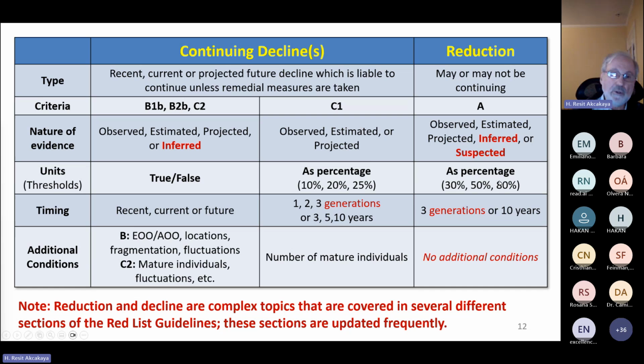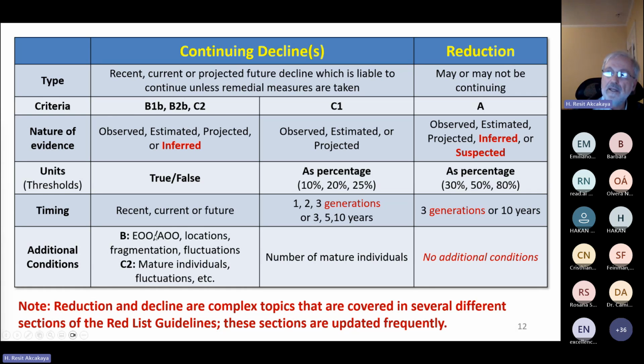And the reduction is also expressed as a percentage, but there's a difference between C1 continuing decline and criterion A reduction, both in terms of time frame and in terms of percentage. So in C1, the number of generations or years depends on the threat category, whereas in A, it does not. And importantly, there are different additional conditions for continuing declines to actually determine the threat category of the species.